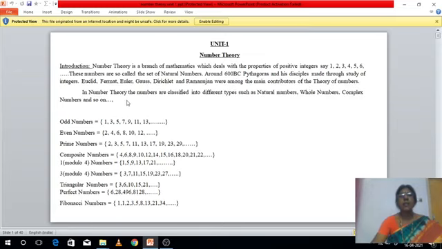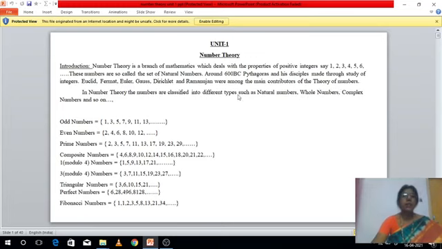In number theory, the numbers are classified into different types such as natural numbers, whole numbers, complex numbers and so on. Now we see some types of numbers or number sets. I think all of you know what the natural number set is. Capital N is 1, 2, 3, 4, 5 and so on. Z is the set of integers, with positive and negative terms.